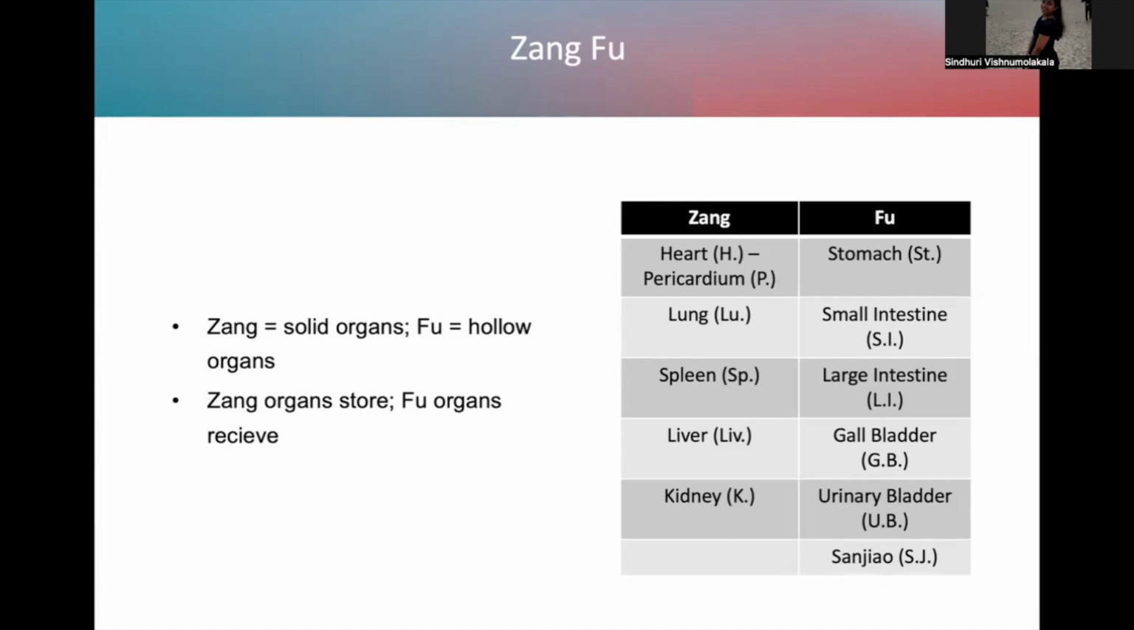A question: if there are 12 paired channels, why does Zang have only 5 organs? As I said, heart and pericardium are considered to be one because they share very similar properties. So, heart and pericardium is considered one Zang organ. Then comes lung, spleen, liver, kidney. Coming to the Fu, it includes stomach, small intestine, large intestine, gallbladder, urinary bladder, and Sanjiao.